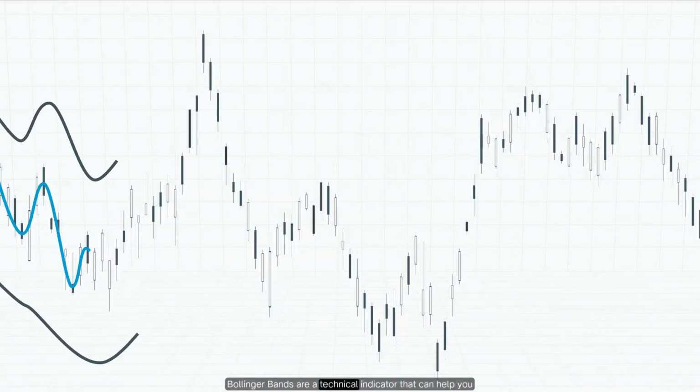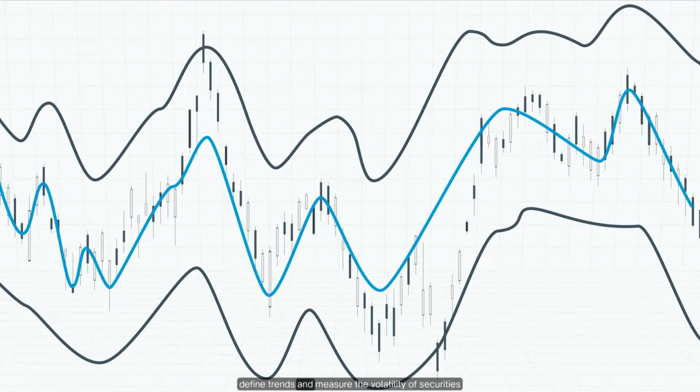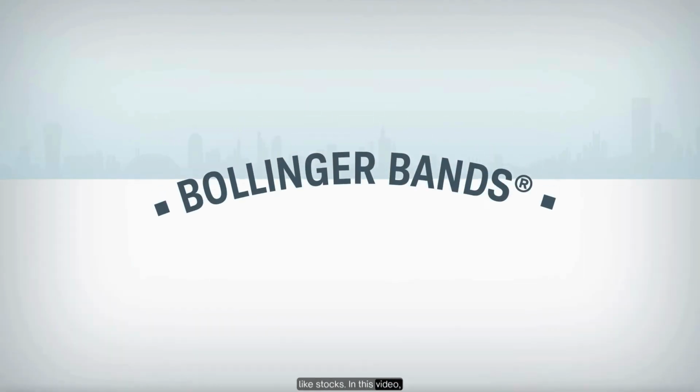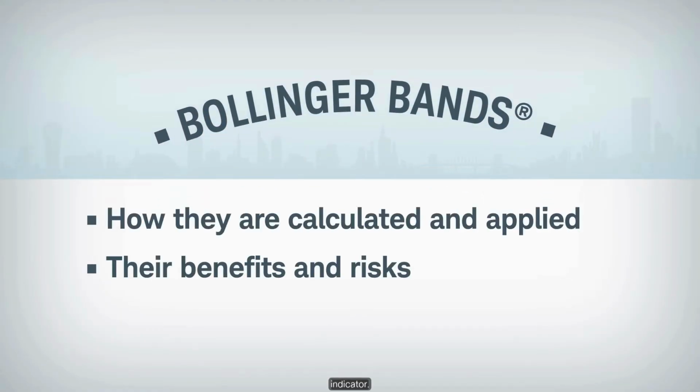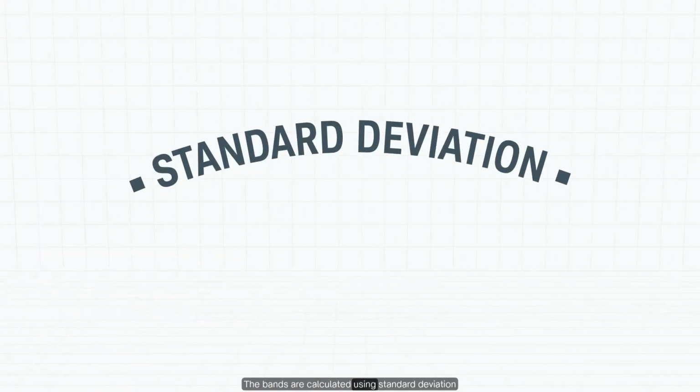Bollinger Bands are a technical indicator that can help you define trends and measure the volatility of securities like stocks. In this video, we'll explain how Bollinger Bands are calculated and applied, and address the benefits and risks of using this indicator.